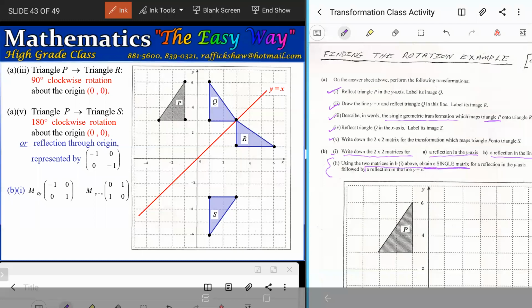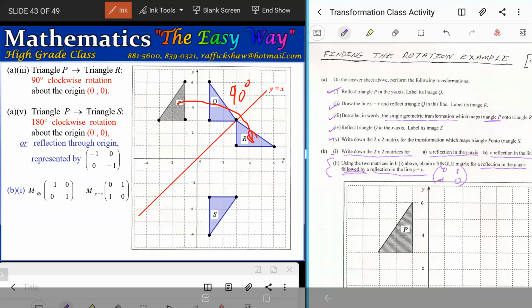Obtain a single matrix for the reflection in the y-axis, followed by the reflection in the line y equals x. Let me clear this up so we can see. I want a reflection in the y-axis, followed by a reflection in the line y equals x, which is what we did up here first. And we said it was a 90 degree clockwise rotation. So we know that when we finish doing this question, we're supposed to get the 90 degree clockwise rotation matrix, which has the -1 down here and the 1 up here. That's the answer that we're supposed to get.